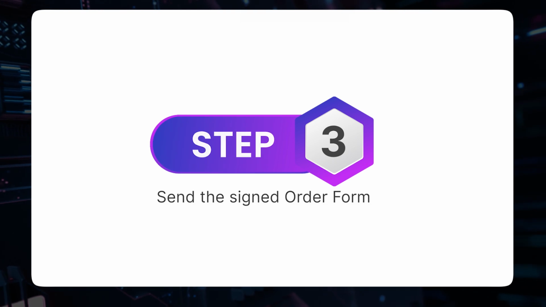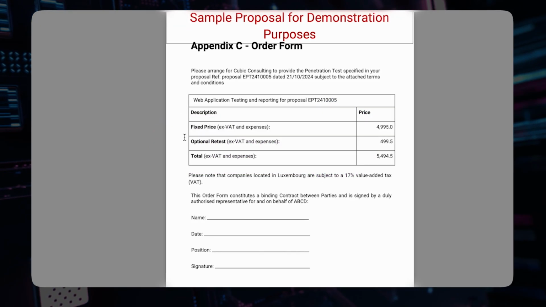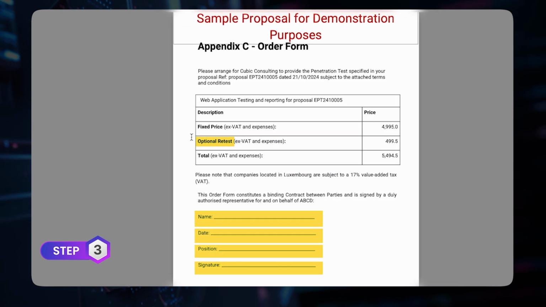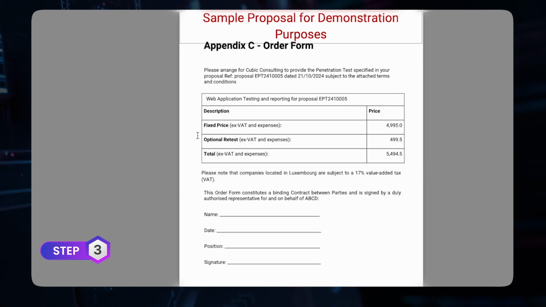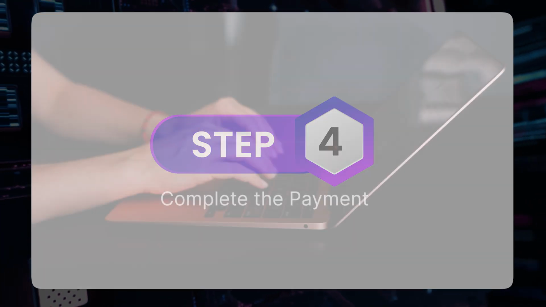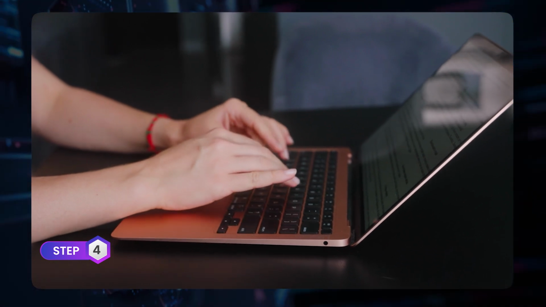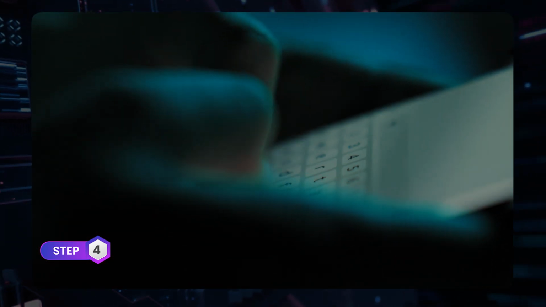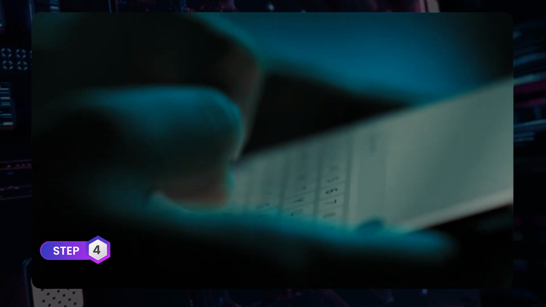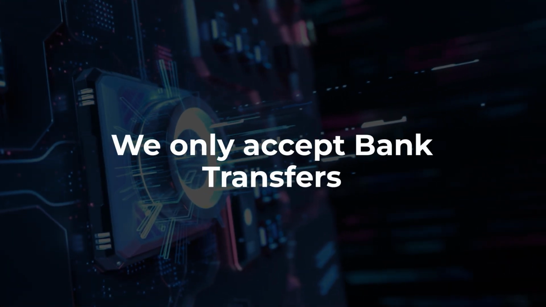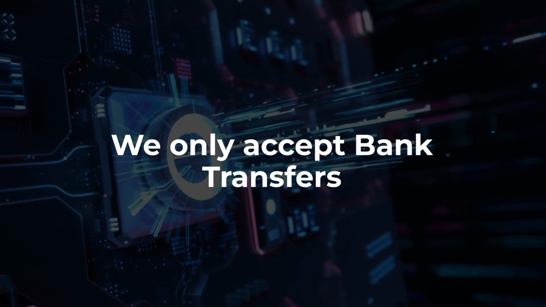Step 3. After reviewing the proposal, sign the order form and send it back to us to confirm your booking. Step 4. Complete the payment following the instructions provided. Once you complete your payment, notify us so we can proceed with your order. Please note that, at this time, we only accept bank transfers.